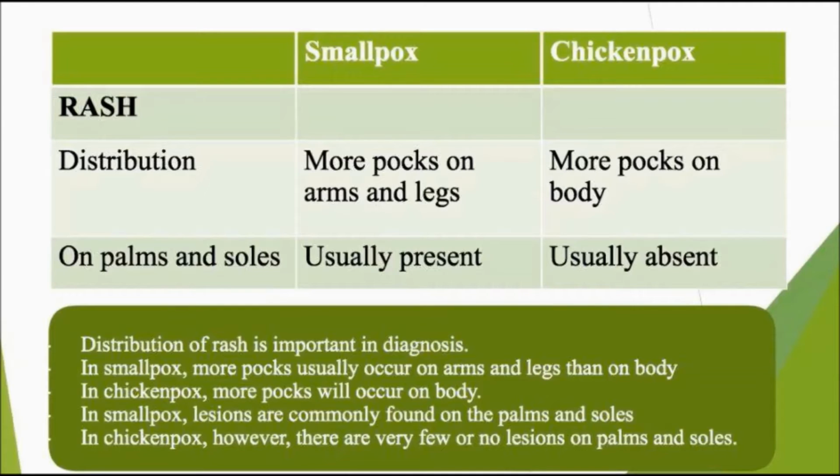In smallpox, lesions usually occur on the arms and legs rather than on the body. In chickenpox, lesions occur on the body. In smallpox, lesions are commonly found on the palms and soles. In chickenpox, however, there are very few or no lesions on the palms and soles.